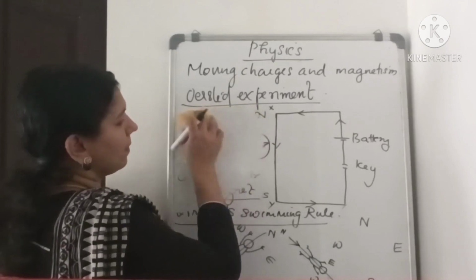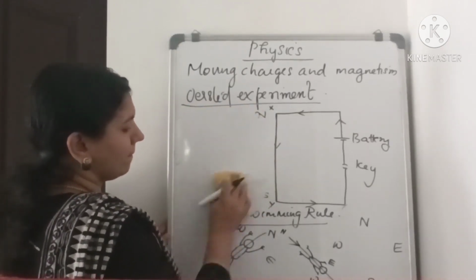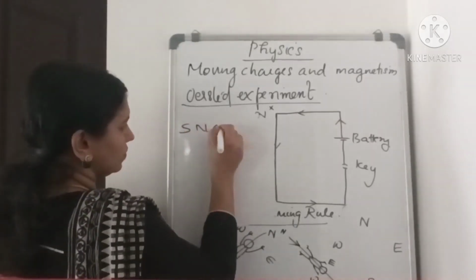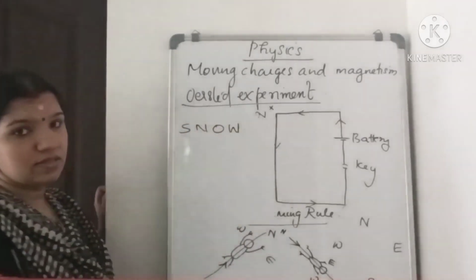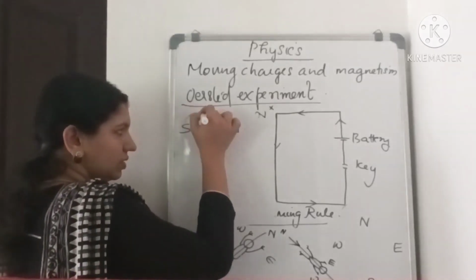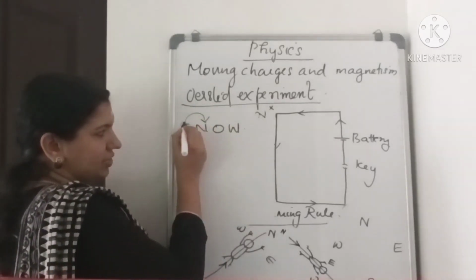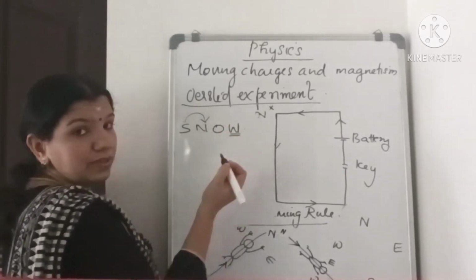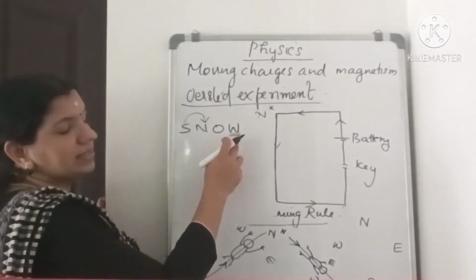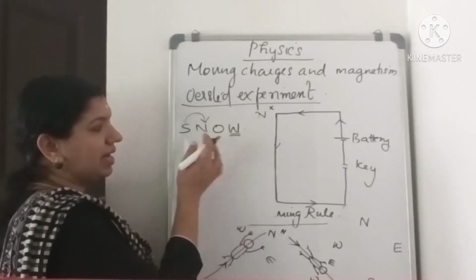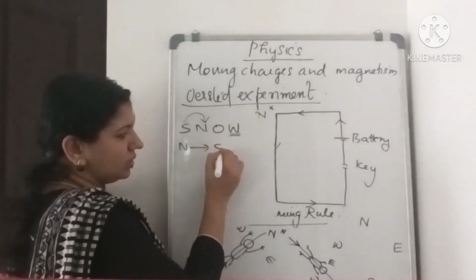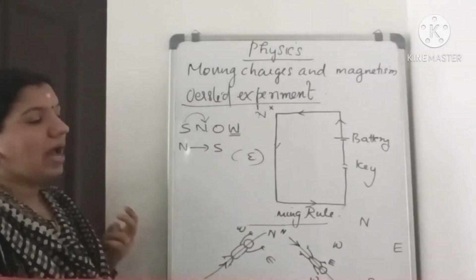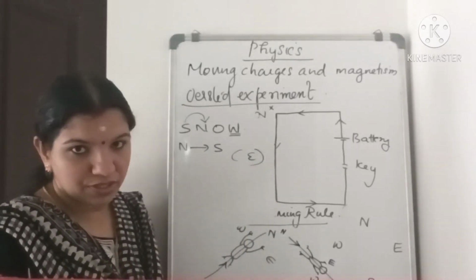The code is SNOW. That is, from south to north, if the direction of current is from south to north, then the deflection of the compass needle is towards the west. Understand? Similarly, from north to south, the deflection is towards the east. In such a way, you can identify the direction of deflection.